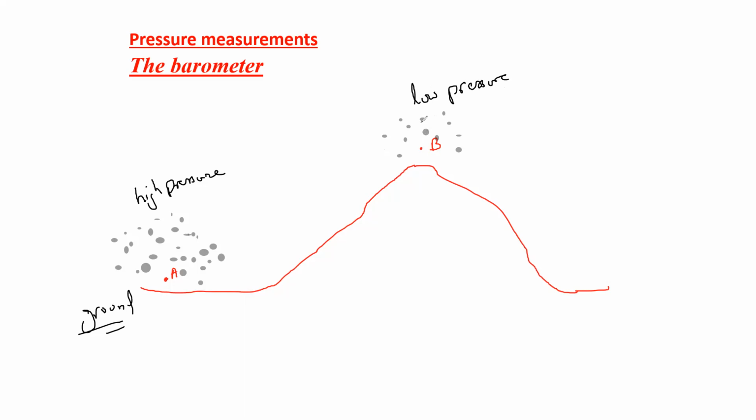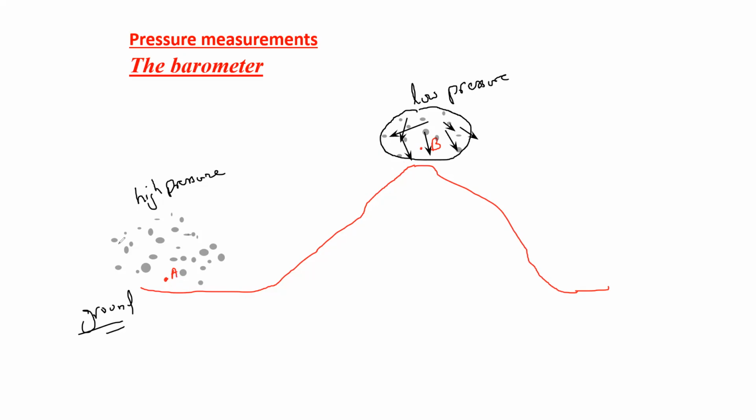And what is the reason for that? The reason is the number of the particles which are present, because as you move to higher altitude, the density of the air, the thickness or the number of the molecules of air, are few. That's why they're exerting less force on you. As they're exerting less force on you, it means there will be less pressure at a higher altitude.